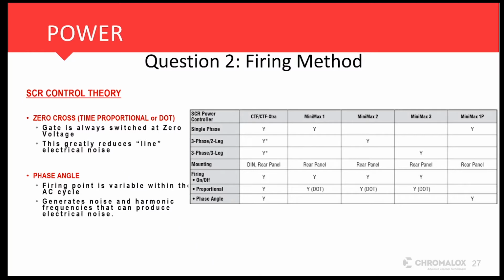As an explanation, the 0 cross covers the second to last row there, proportional. And for simplicity's sake on this chart, proportional means time proportional. If it's a dot fire, they'll just have it in the parentheses there.